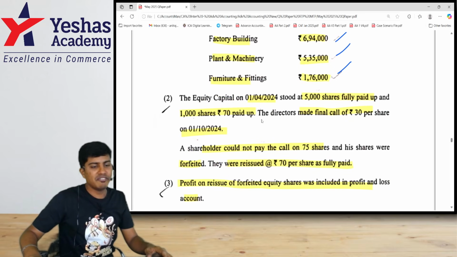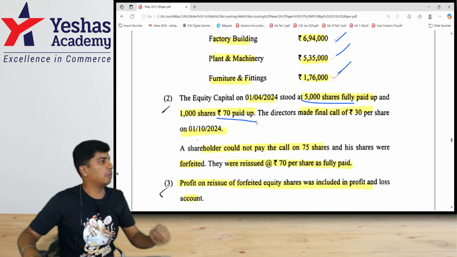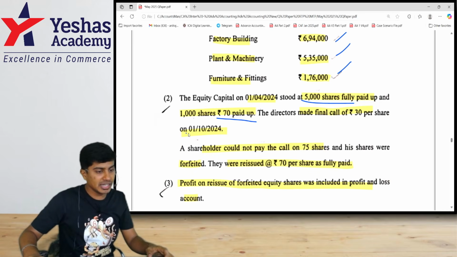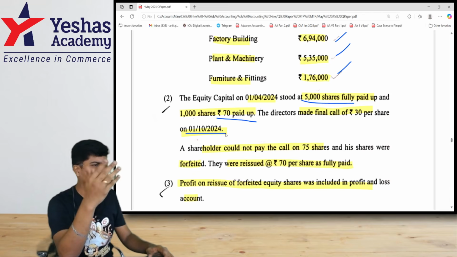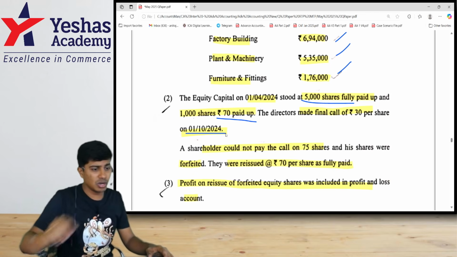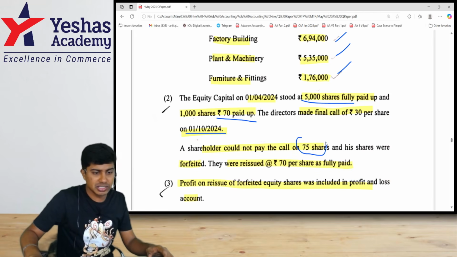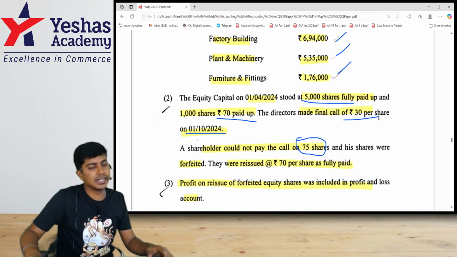This once again. 5,000 shares were fully paid up at the beginning. No problem. 1,000 shares were 70 rupees paid up. Yes, there is a problem. During the year, they made the call. Sir, should I make a cash entry? No, they've written all that: share call to share capital, bank to share call, share forfeiture entry, everything done. So one shareholder holding 75 shares did not pay the balance 30 rupees.